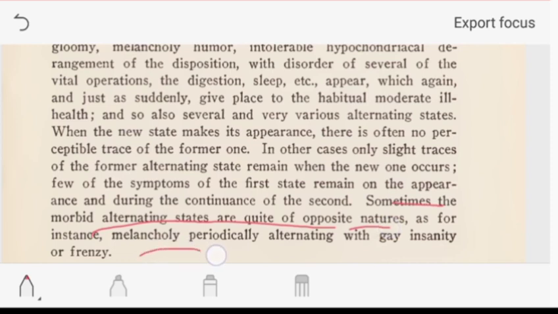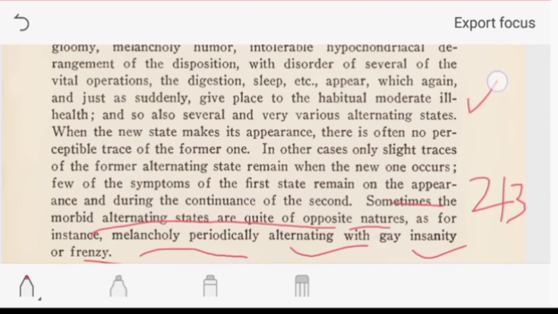That's why sometimes melancholia periodically alternates with rage, insanity or frenzy. So there may be two or three intermittent reciprocal states that can alternate in an indefinite manner. This footnote says about that.